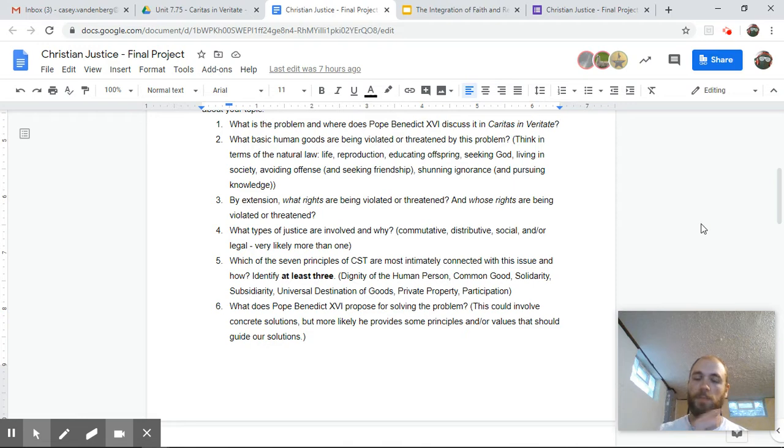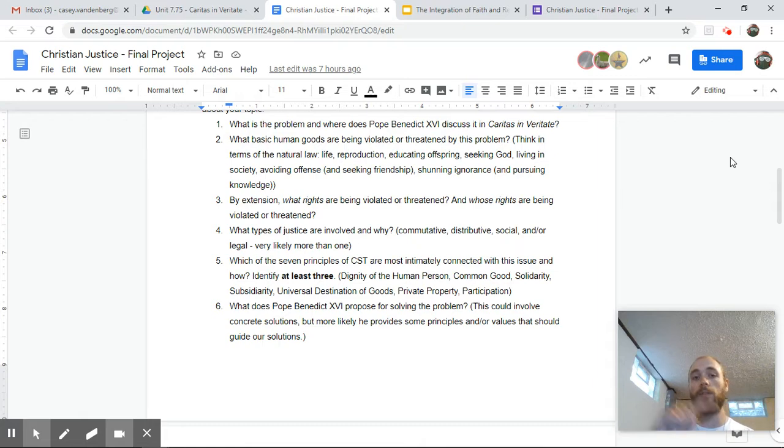Now this brings us back to the natural law. Remember, the natural moral law is a morality based on natural human goods, okay? Things that are objectively fulfilling. They fulfill human nature. Life, reproduction, educating your offspring, seeking God, living in society, etc., etc. Which of these basic goods are being violated? Are people being prevented from accessing them, and so on, okay?